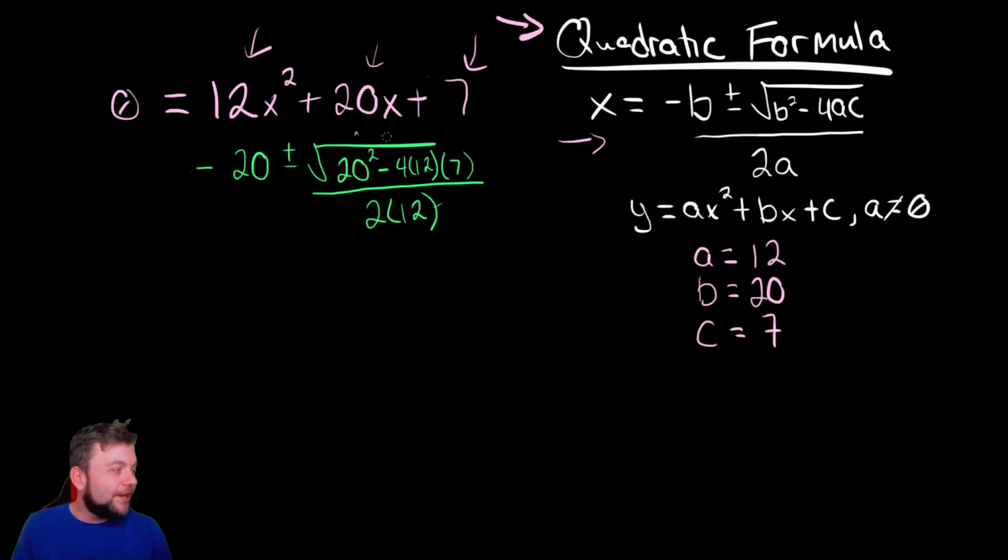So I always like to separate things out. I have my negative 20 outside, right? We don't need to write this. All I'm going to focus on right now is underneath this square root, because that's where the most challenging stuff is going to happen. So we have 400 minus, and then what's 4 times 12? That's 48. And then what is 48 times 7? It's 280 plus 7 times 8, what is that? 56. So we have, oh, I lost it.